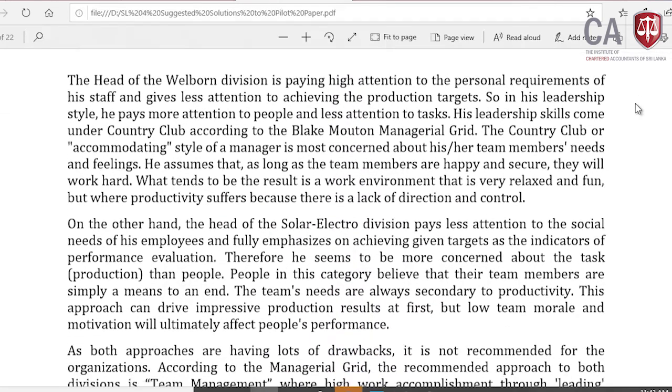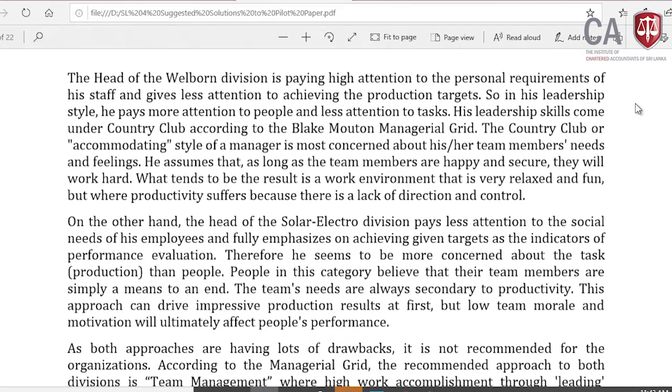Now, the analysis part. The head of the Wellborn division is paying high attention to the personal requirements of his staff and gives less attention to achieving production targets. So, in his leadership style, he pays more attention to people and less attention to tasks. His leadership style comes under Country Club in the Blake Mouton managerial grid. We found that same point when we were discussing the question itself.